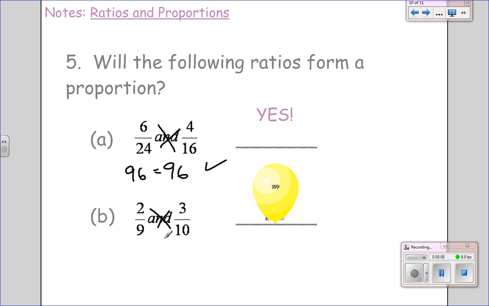All right, so 2 times 10, 20. 9 times 3, 27. Are those equal? No. So do those form a proportion? No, they do not.